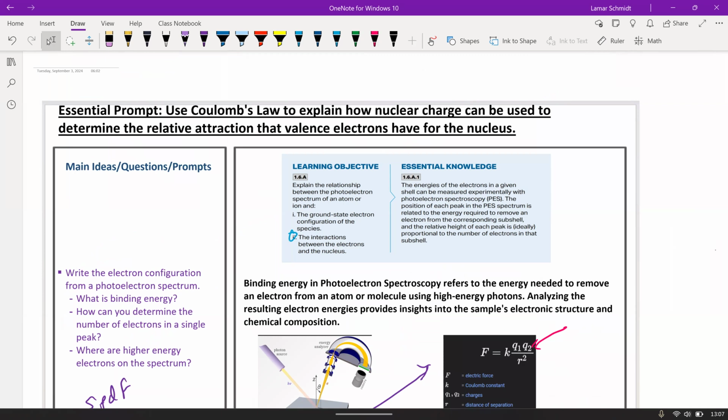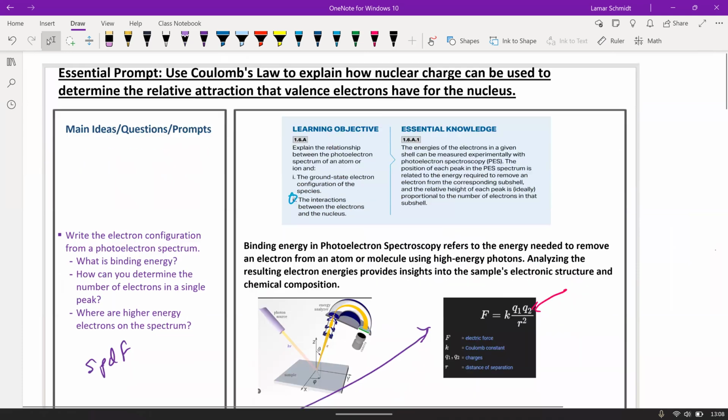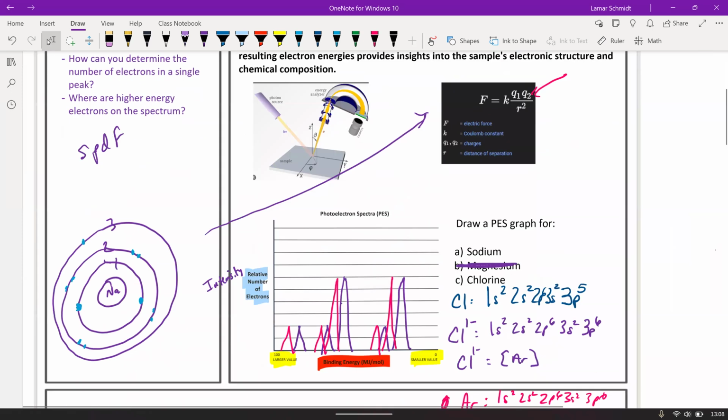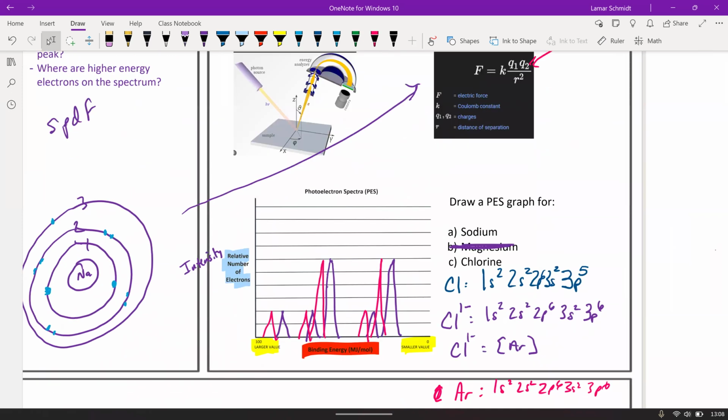Did we relate that to interactions between the electrons and the nucleus? What do we mean by that? The force of attraction that occurs. How do we know about the relative force of attraction? We look at Coulomb's law. Higher force of attraction, higher binding energy. Lower force of attraction, lower binding energy. We looked at this PES. We notice higher binding energies are on what side of the x-axis?